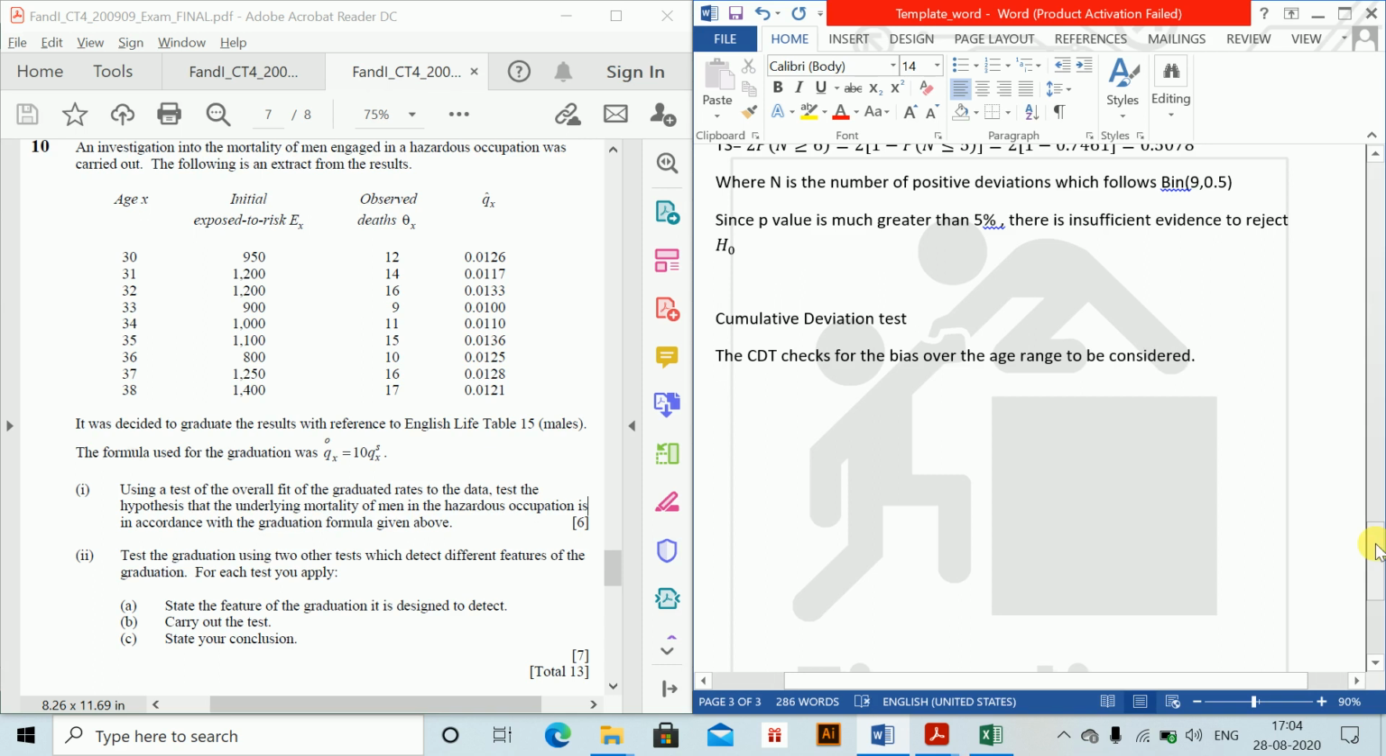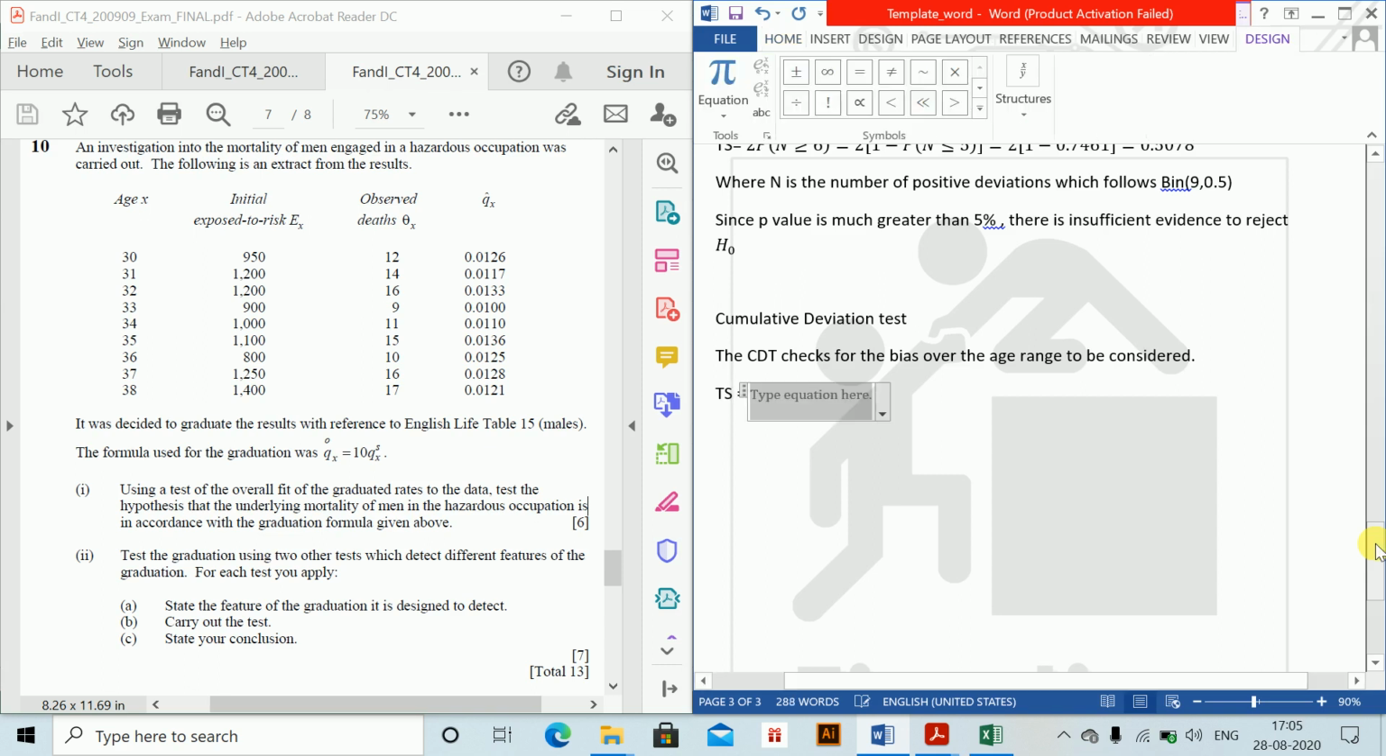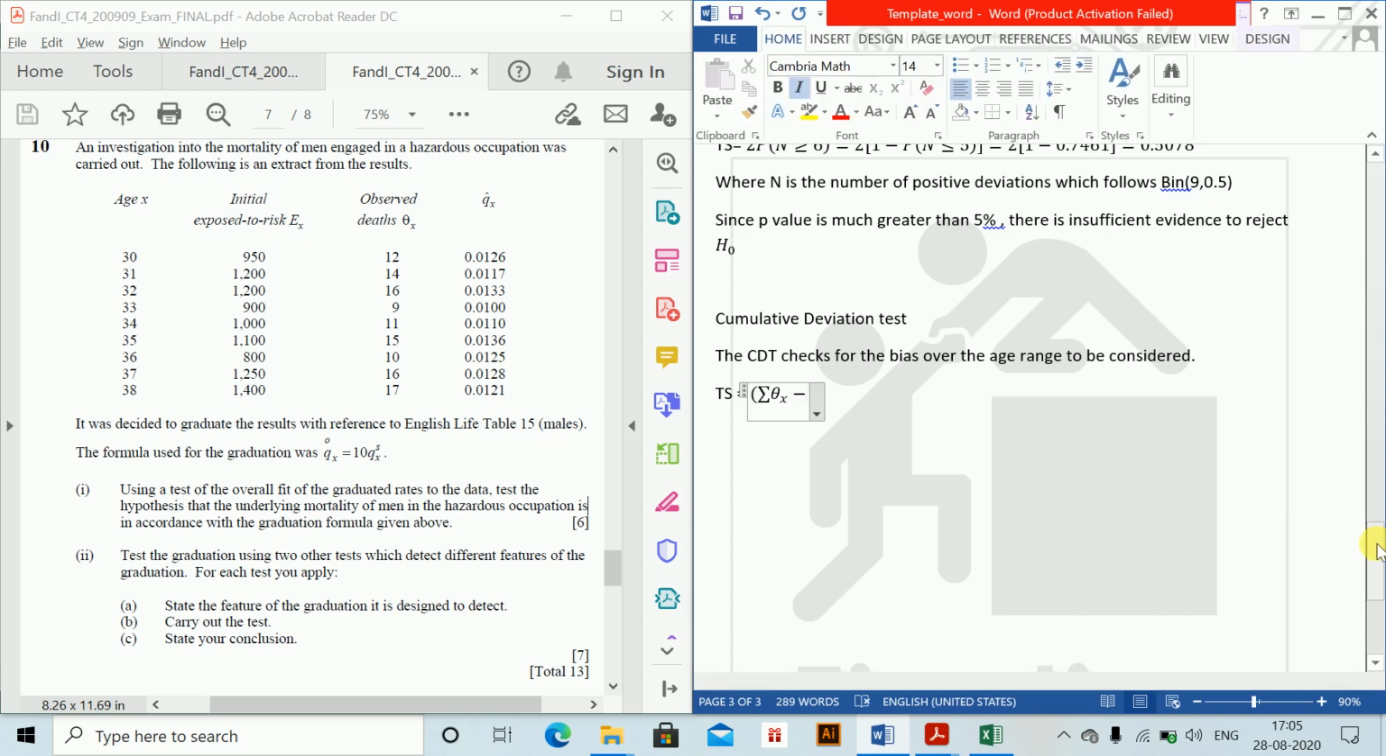Okay, and then the test statistic is equal to the summation of theta_x minus the summation of E_x q_x, divided by the square root of the summation of E_x q_x (1 - q_x). So this is the test statistic for this. You can increase the size obviously, and then we have our values.